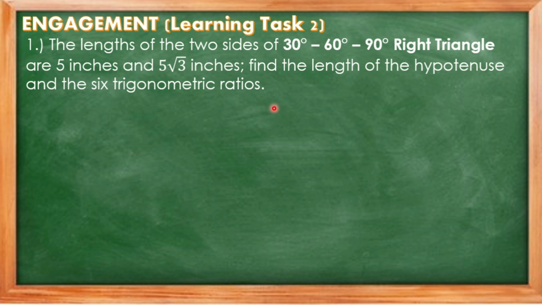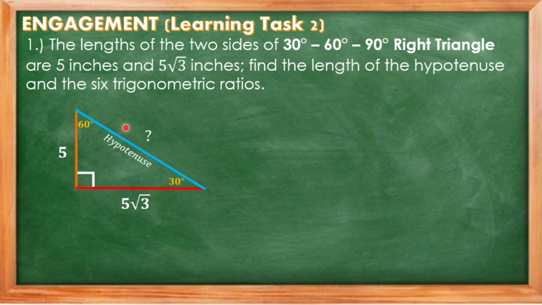Okay, so gawa muna tayo ng 30, 60, and 90 degrees na right triangle. Ang length daw ng two sides niya ay 5 inches and 5 the square root of 3. So, itong shorter leg natin, so yan ay 5. Ito yung longer leg natin is 5 the square root of 3 inches. Okay, so find the hypotenuse. So, ito yung hypotenuse natin. Kailangan muna natin hanapin bago natin hanapin yung 6 trigonometric ratios niya.